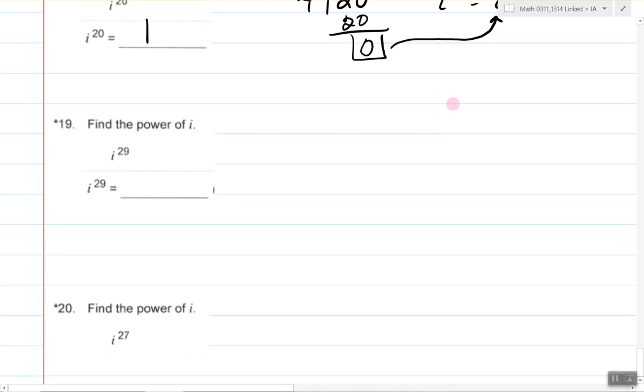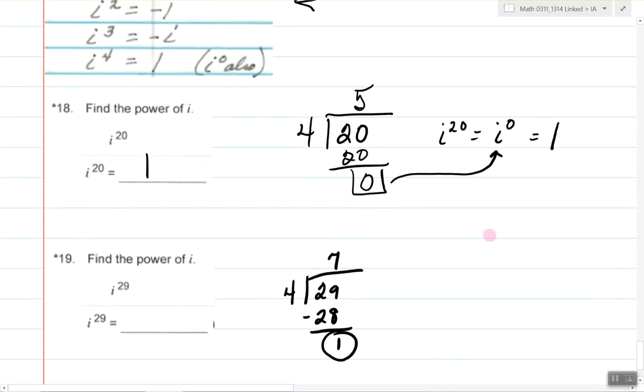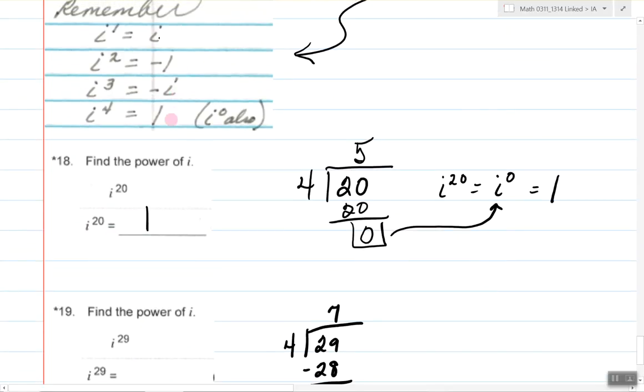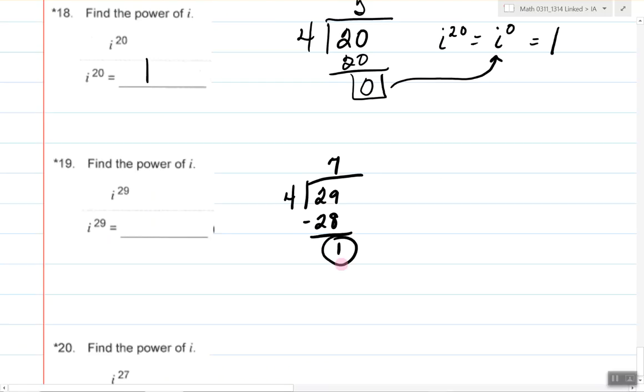Let's take a look at this next one. I to the 29th. Take 29 and divide it by 4. That goes in there 7 times, which is 28, with a remainder of 1. That means that if you were to count through this, going 1, 2, 3, 4, to get up to 29, you would go all the way through it 7 times, and then you would land on 1. So i to the 29th is the same as i to the 1st, which is just i.